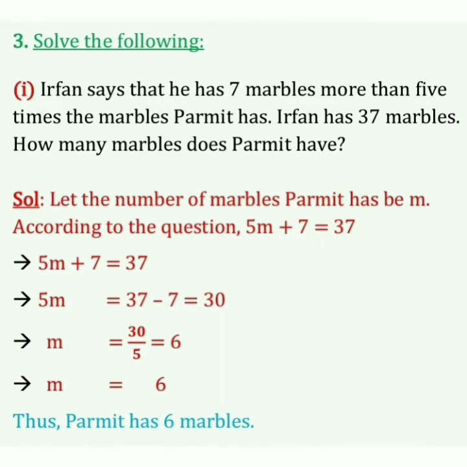Now we have to solve this. 5m plus 7 is equal to 37. First transfer 7 from left to right, it becomes minus. Therefore 5m is equal to 37 minus 7 is equal to 30. Now transfer 5 from left to right. So m is equal to 30 upon 5 is equal to 6. Therefore m is equal to 6. Thus Parmit has 6 marbles. Is it clear?